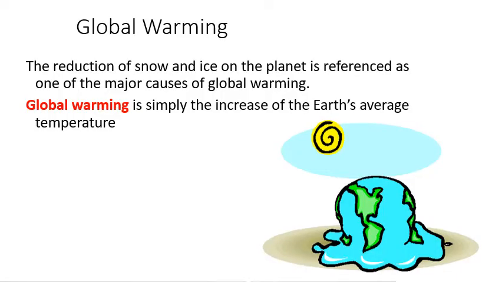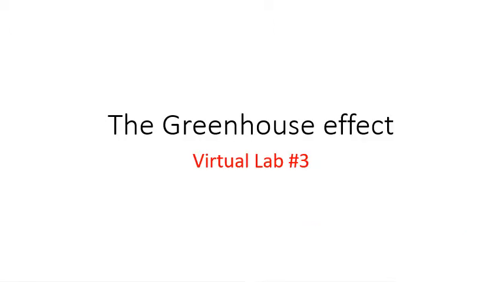So to define what global warming is, it's a simple term. It's just the Earth getting hotter, which the Earth is. We know this to be true. We can measure the temperatures of the Earth from year to year, and we can see that, hey, it's getting hotter. So what's the big debate with global warming if it's not about the temperatures? Well, there's another little part to this that we have to talk about, and this is called the greenhouse effect, and this is another virtual lab.